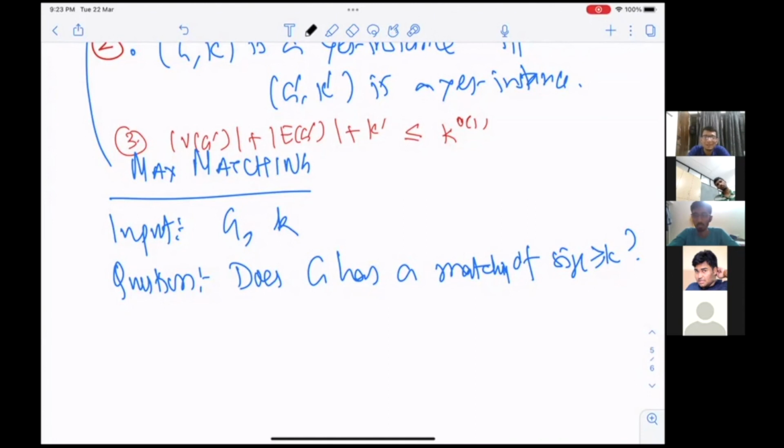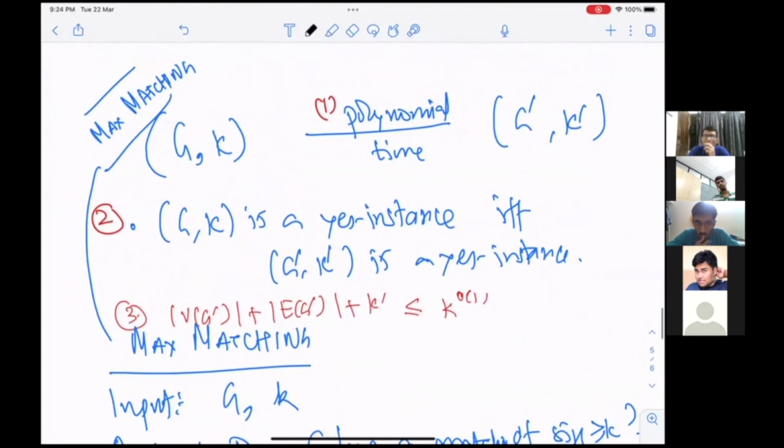Okay, so let me give you a hint. V of G prime has two vertices. In fact, one vertex is good enough. Look back.